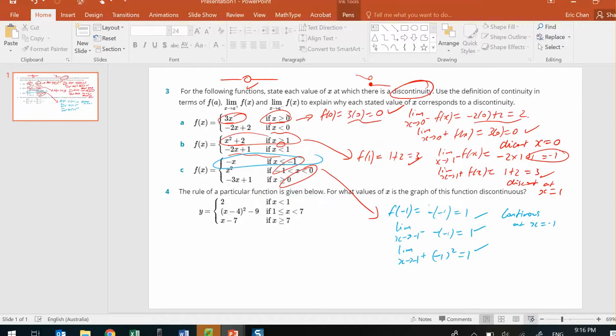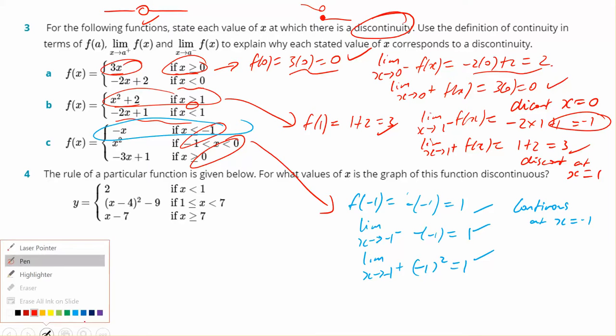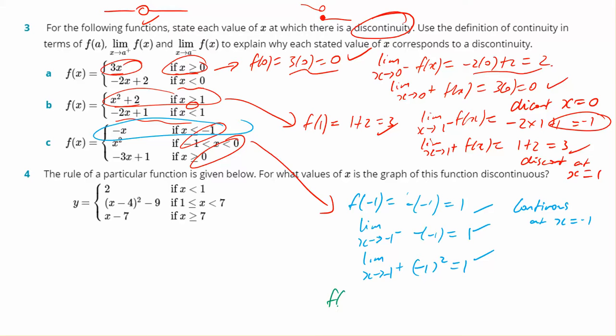And we want to check for the value of 0. Is it discontinuous or continuous at 0? So go through some process. f of 0 equals, what does it equal at 0? It equals 0 for this equation, so we'll sub that in: -3 times 0 plus 1. So that's 1.